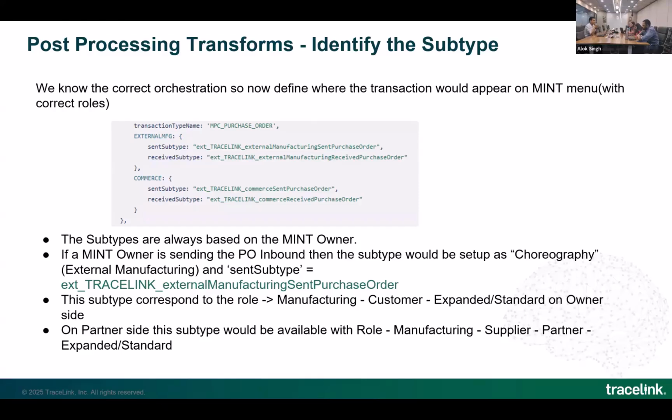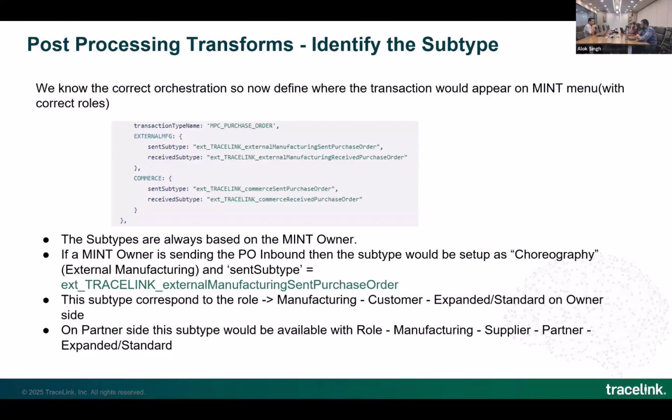Now, there would be a logic. First, we will identify the orchestration, and then within that orchestration, we will find out the subtype, whether it is sent subtype or received subtype. Those subtypes will always be based on the owner. Deciding whether it is sent or received is in context of the owner, right? So when I'm sending it to my partner, this is a sent transaction. When my partner is sending to me, then it is a received transaction, right?